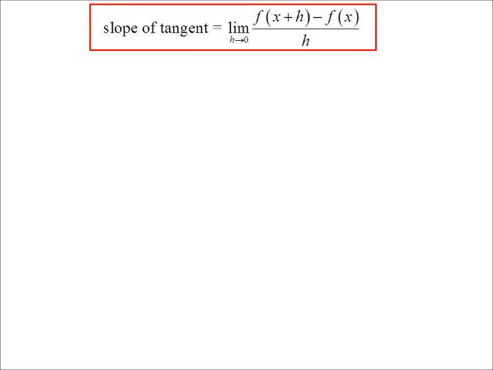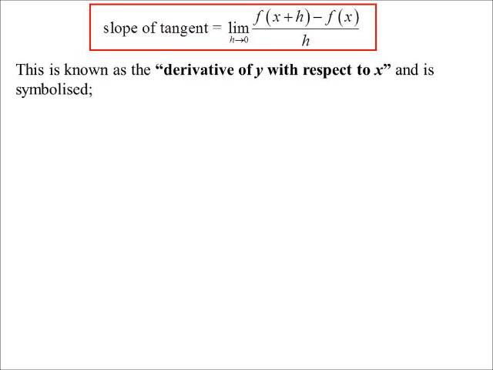Now, that slope of the tangent, this formula is actually known as the derivative. The derivative of y with respect to x in this case. How does y change as x changes? Which, when you think about it, that's what slope is. How does y change as x changes? Different symbols we've used over the years. dy dx is probably the most common one. I think it originates from d coming from the Greek letter delta, delta meaning change.